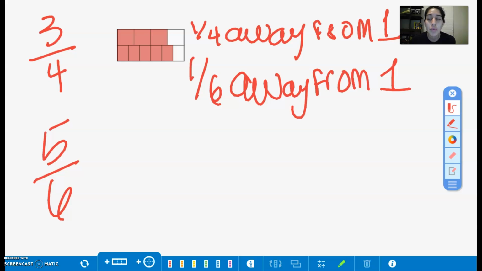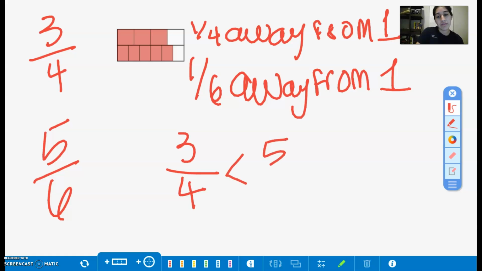So if we see 1/4 and 1/6, now we can think about, well, what is 1/4? And what is 1/6? We can also see it with our models. 1/4 is a bigger piece, so 1/4 is going to be further away from 1. 1/6 is a much smaller piece, so 1/6 is going to be a little bit closer to one whole. So if 1/4 is away from the whole and 1/6 is closer to the whole, then we can see that 3/4 is actually less than 5/6. I'm going to go ahead and write that we now know that 3/4 is less than 5/6.